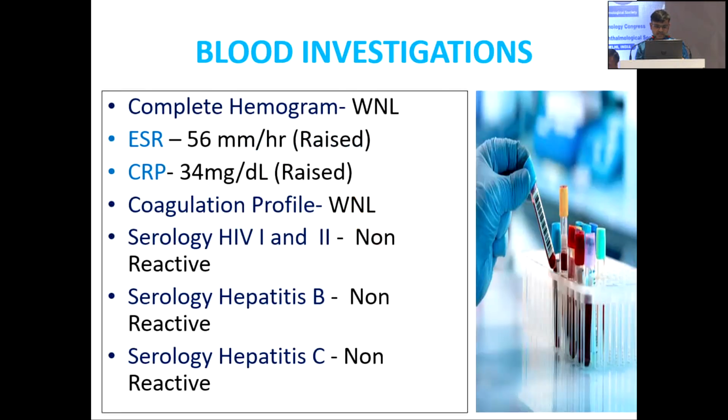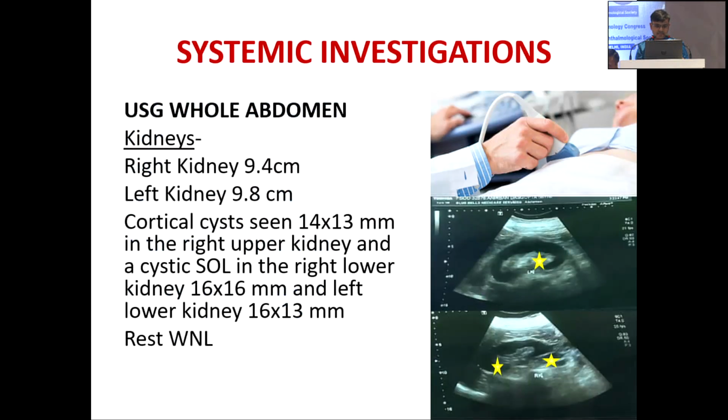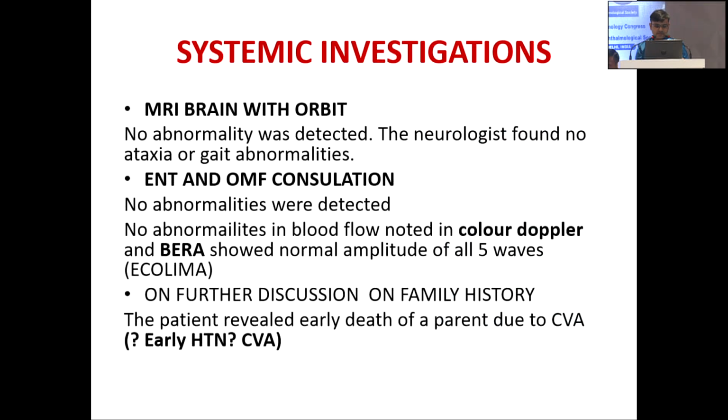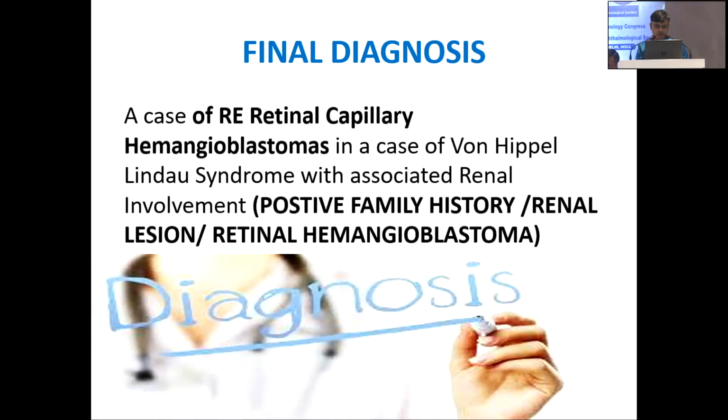The blood investigations yielded nothing significant, and the systemic investigations showed bilateral renal cortical cysts, even though the other systemic investigations were normal. On further discussion, a family history of probable early death due to CVA in a parent was known. The final diagnosis was right eye retinal capillary hemangioblastomas in a case of VHL syndrome associated with renal involvement.